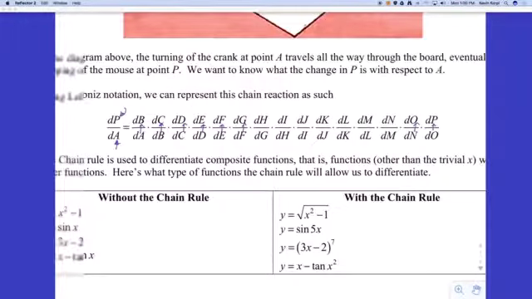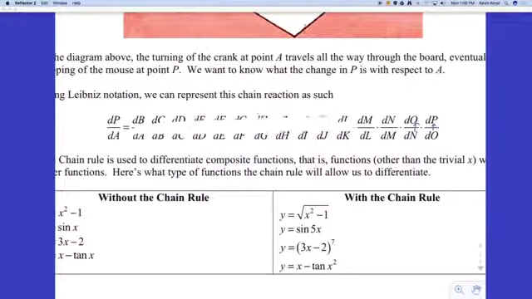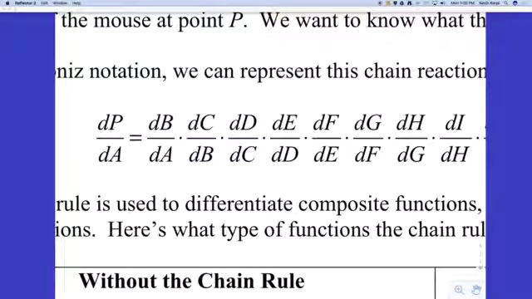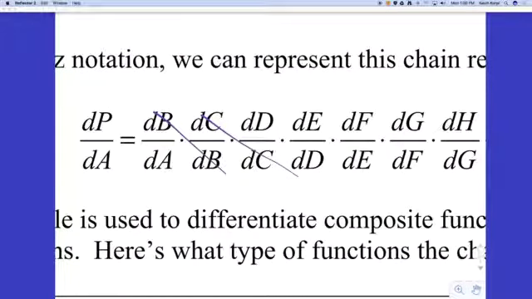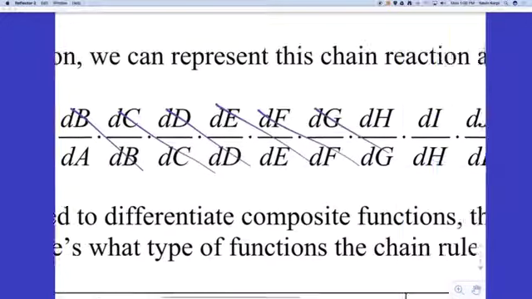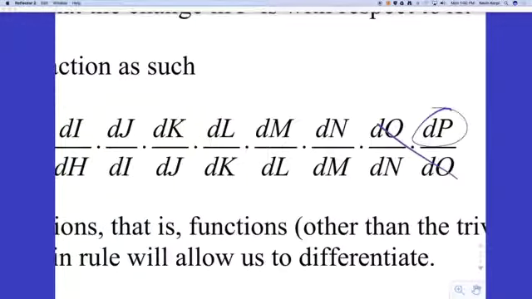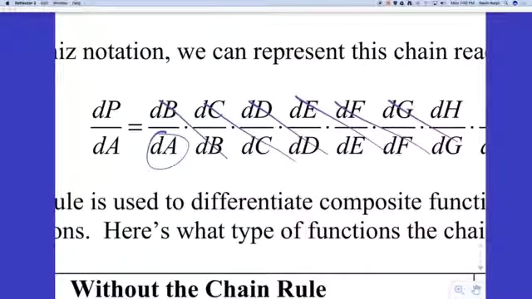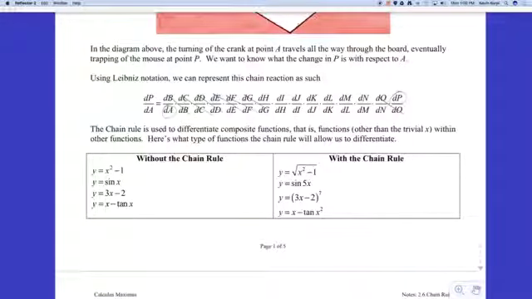So this is what it looks like in Leibniz notation, and it's equivalent to dP/dA, you can kind of see, because notice your dBs divide out, your dCs divide out, dDs, these divide out all the way down until you're just left with dP over dA. So the chain rule is kind of like a chain reaction. It's a chain reaction of derivatives, really.